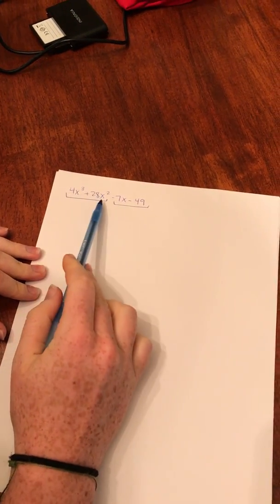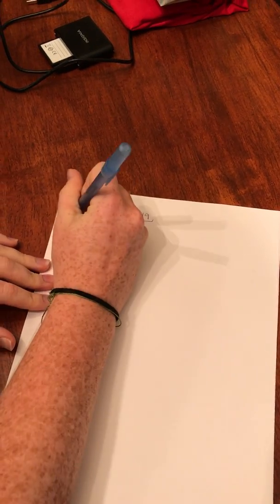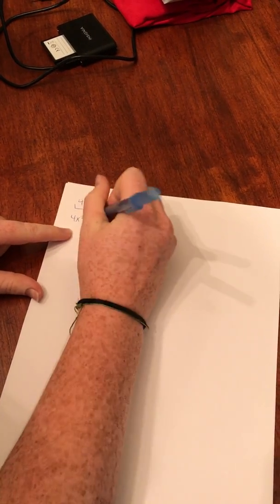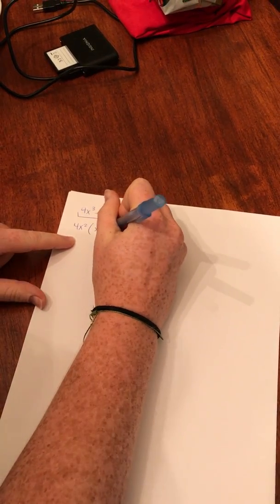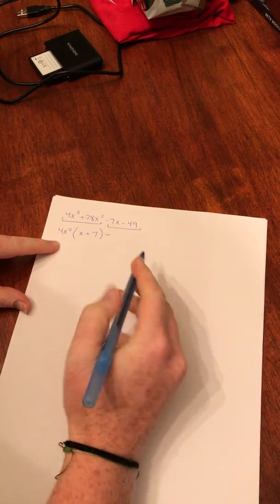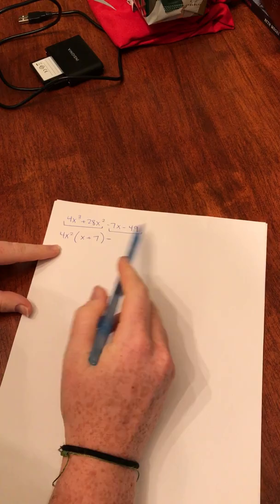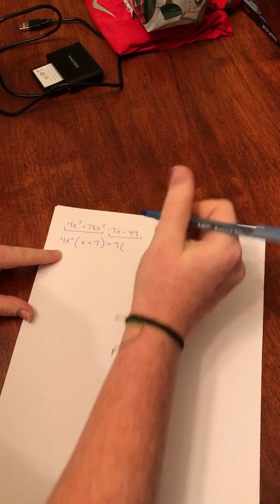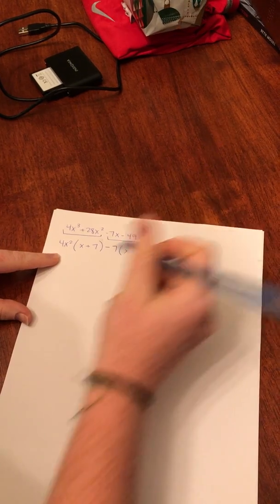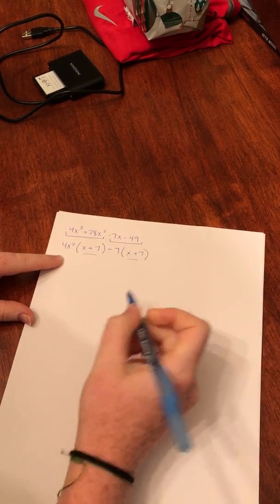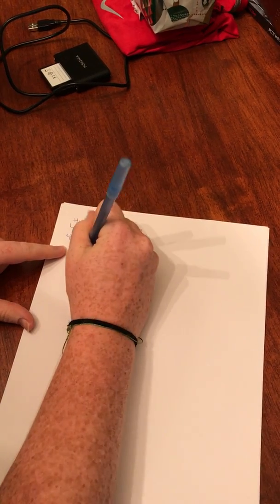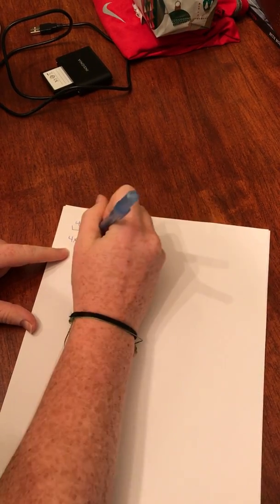Between the first two terms, our GCF would be 4x squared. When we take 4x squared out, we're left with x plus 7. When we look at the second two terms, the GCF is negative 7, and when we take a negative 7 out, we're left with x plus 7. So we have successfully found matching expressions inside the parentheses. That becomes our first factor.